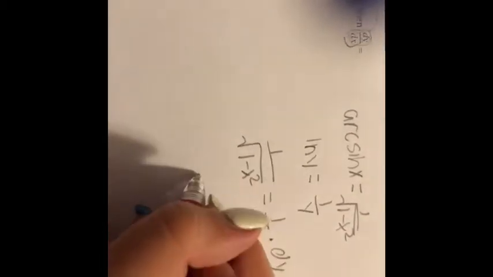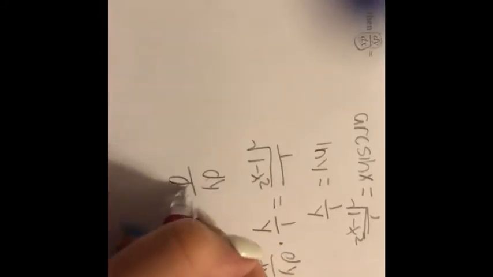So now, in order to get this by itself, you multiply y to both sides. So then you get dy over dx equals y over square root 1 minus x squared, which is A.